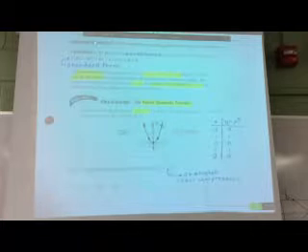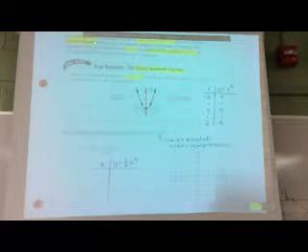This function is going to have the same basic shape. We don't have any vertical or horizontal translations. This is going to still have its vertex at 0, 0. But at this point, we haven't really learned a lot about the translations, so I'm going to do just a little bit of making a table. And you're going to notice that I'm going to do something specific here. And that is, I am not going to do both negative and positive points. And the reason why is I don't have any vertical or horizontal translations, so I know my vertex is at 0, 0.